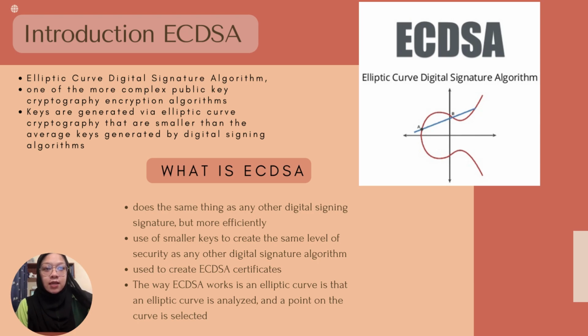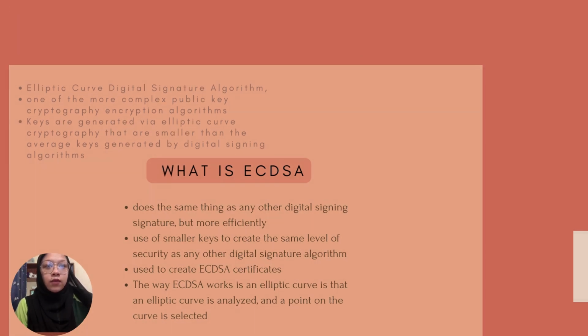Elliptic Curve Digital Signature Algorithm, or ECDSA, is one of the more complex public key cryptographic encryption algorithms. So, what is ECDSA? ECDSA does the same thing as any other digital signature, but more efficiently. This is due to ECDSA's use of smaller keys to create the same level of security as any other digital signature algorithm. ECDSA is used to create ECDSA certificates, which is a type of electronic document used for authentication of the owner of the certificate.